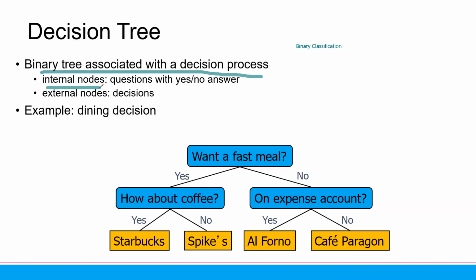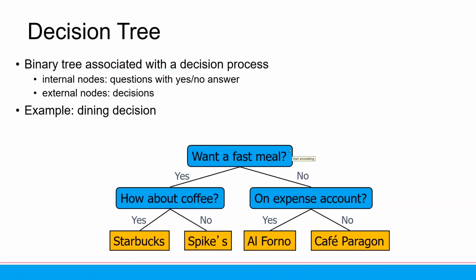So the internal node is the question with yes or no answer. Maybe for the simple one, this is just yes, no. And the external node is the decision. So I want to know what is the decision. This is the external node. So for example, I want to know your decision about your dining. Dining is like, what do you want to eat?